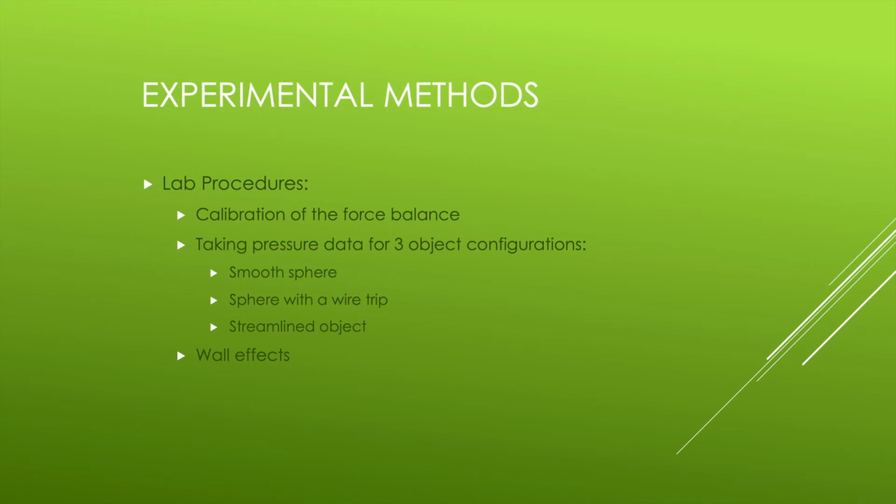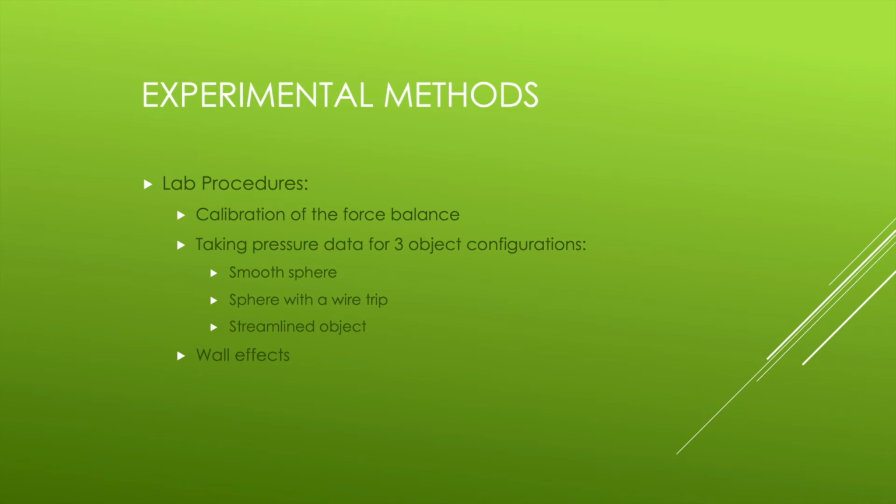Taking pressure data for 3 object configurations included measuring and recording the diameter of the object and attaching it to the force balance. We had to ensure that the angle of the force balance was parallel to the flow direction. In order to understand the coefficient of drag as a function of velocity, we varied the velocity values, which resulted in axial forces. These axial forces were then used to calculate the dynamic pressure, and it was inputted into the coefficient of drag, and in order to calculate the Reynolds number, we used the diameter of the objects.